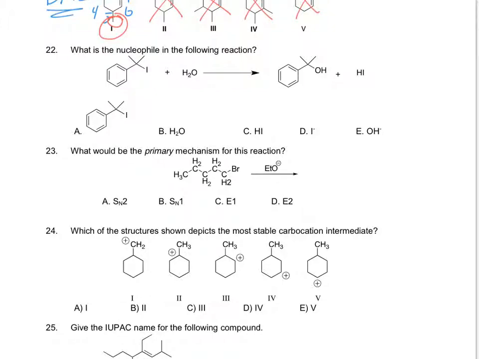What is the nucleophile in this reaction? Well, we have a tertiary substrate, we have water, and we've produced the alcohol through some sort of substitution reaction, and that means water is our nucleophile. That should be pretty obvious. This is your standard SN1 type reaction.